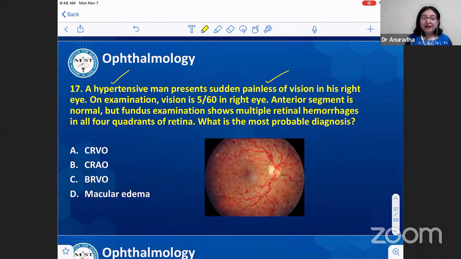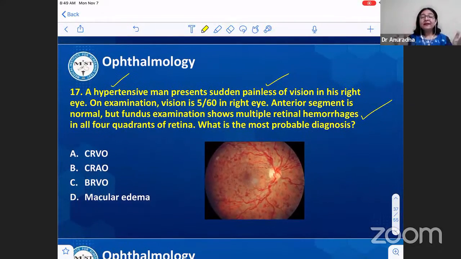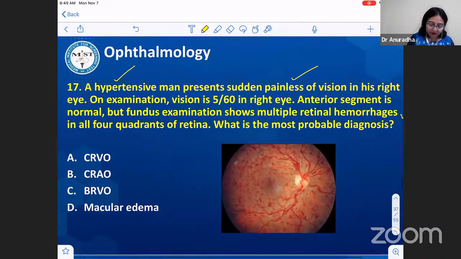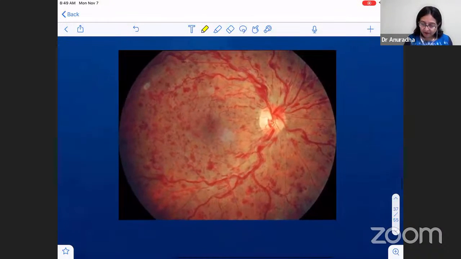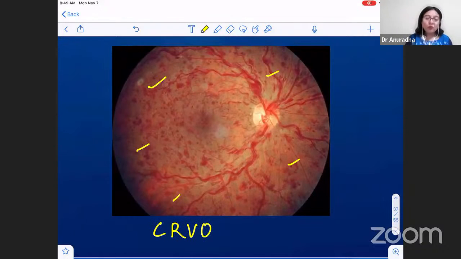Anterior segment is normal. Fundus examination shows multiple retinal hemorrhages in all the 4 quadrants of the retina. But this is the key word: multiple retinal hemorrhages in all the 4 quadrants of the retina. What is the most probable diagnosis? As you already told me, when you see the whole of the fundus, have a look here, beta. The whole of the fundus is splattered with retinal hemorrhages. You can see the whole of the retina is full of retinal hemorrhages. This is your CRVO. Tomato splash appearance, blood and thunder appearance.